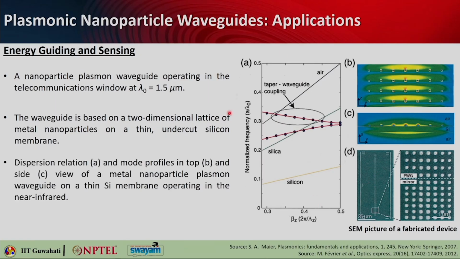So, the dispersion relation, we will not go into the calculation of this, but for this periodic arrangement you can actually find out the dispersion relation, and this is the dispersion relation and the mode profile from the top view and the side view of this device is shown here. And this is basically nothing but a plasmon waveguide on a thin silicon membrane which operates in the near infrared window, that is 1550 nanometer.